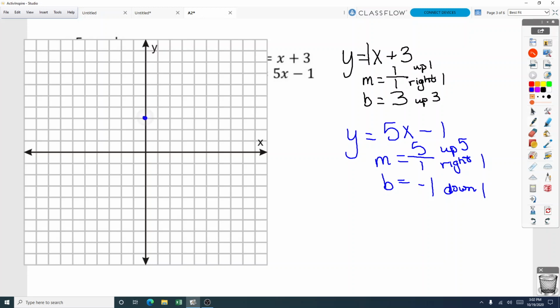And I'm going to have a dot, and that's the wrong color. Wait, hold on. We're allowed to use this graph here. Yes, you are.